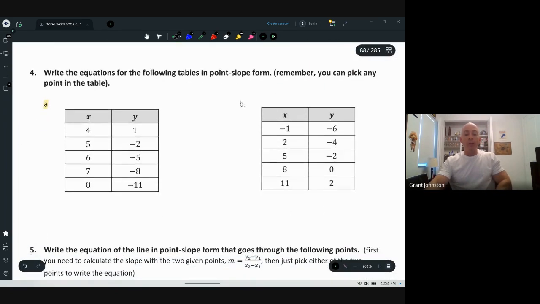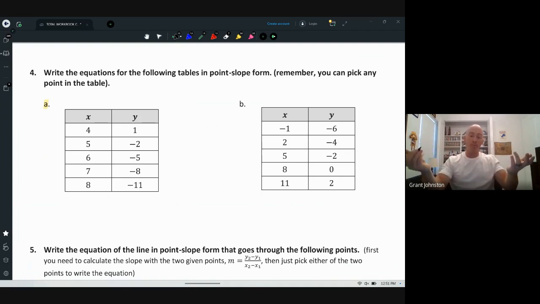So number 4 says, write the equations for the following tables in point slope form. And remember, you can pick any point in the table. So again, all we need, remember, it's point slope form. So we just need a point and we just need the slope. So let me get the slope first, actually. Let me get the slope.